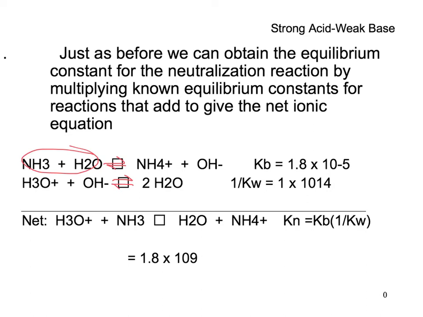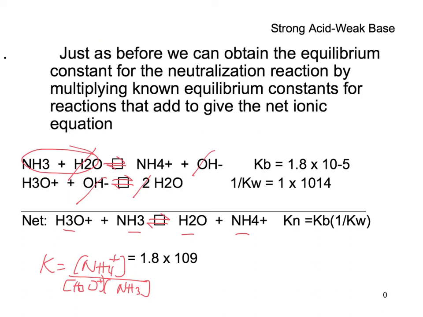And hopefully you can see the same thing as we have seen previously. If you add the two equations, one of the water is going to get cancelled off, hydroxide and hydroxide will get cancelled off. You're going to be left with hydronium plus ammonia, giving you ammonium and water, which by the way is the reaction that we were interested in the first place. And so hopefully you can see that for this reaction, the K is going to be ammonium divided by hydronium times ammonia.